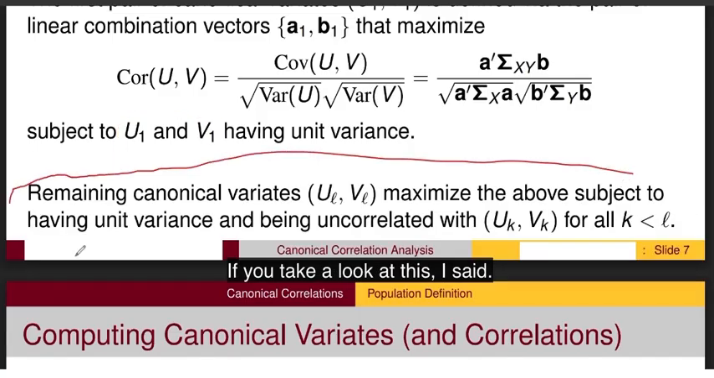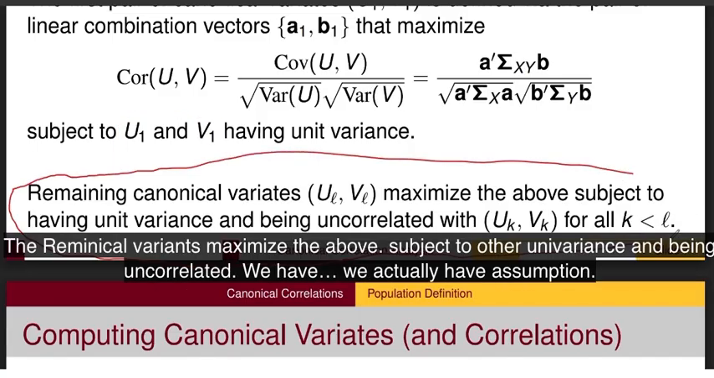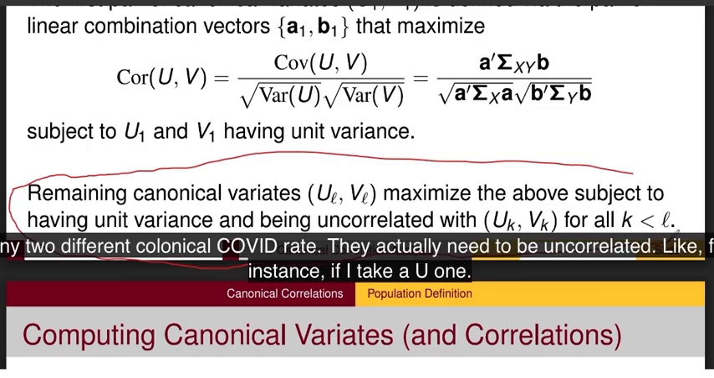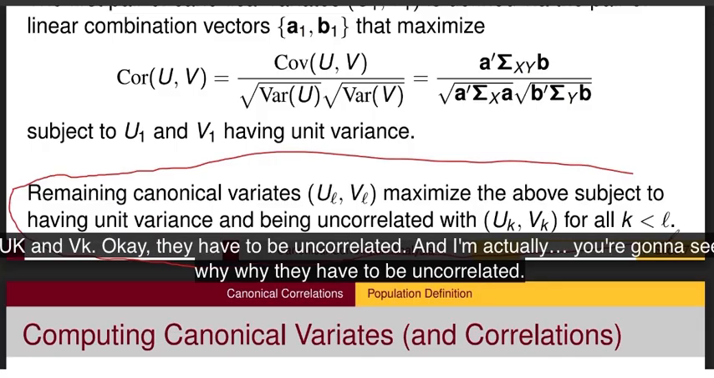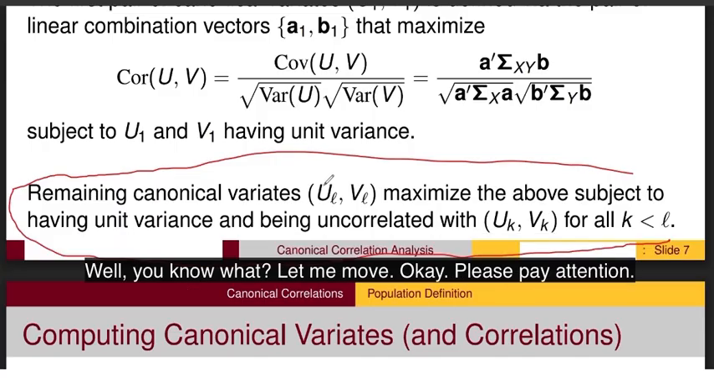The remaining canonical variates maximize the above subject to having unit variance and being uncorrelated. We actually have an assumption: any two different canonical variates need to be uncorrelated. For instance, if I take U1, Uk and Vk, they have to be uncorrelated. And you're going to see why they have to be uncorrelated.